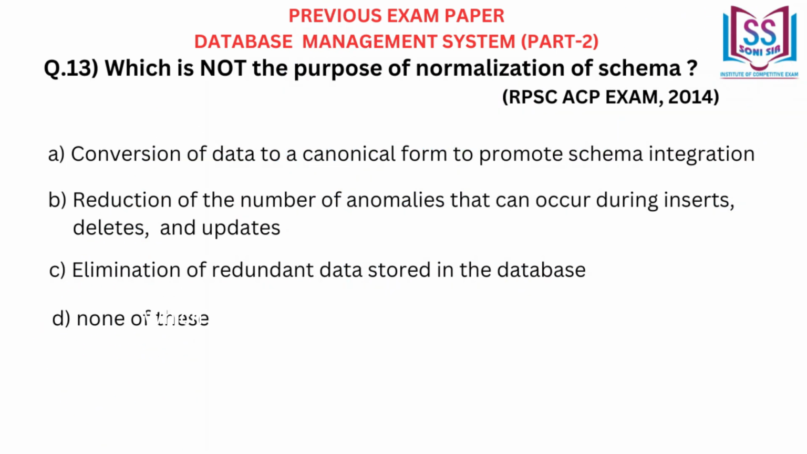Which is not the purpose of normalization of schema? A. Conversion of data to a canonical form to promote schema integration. B. Reduction of the number of anomalies that can occur during inserts, deletes, and updates. C. Elimination of redundant data stored in the database.